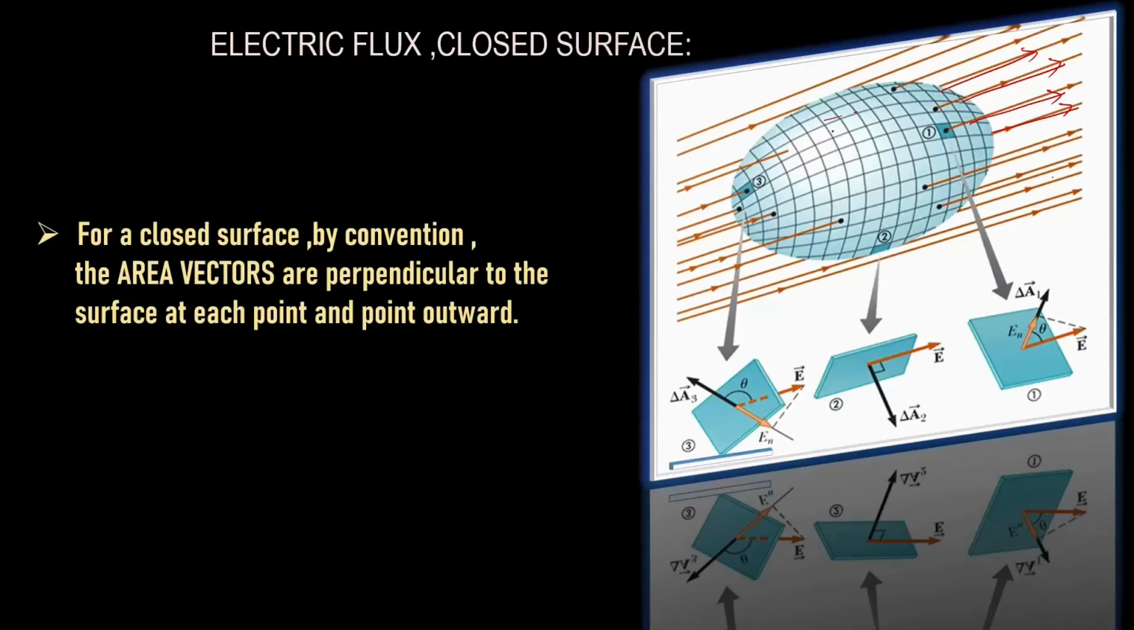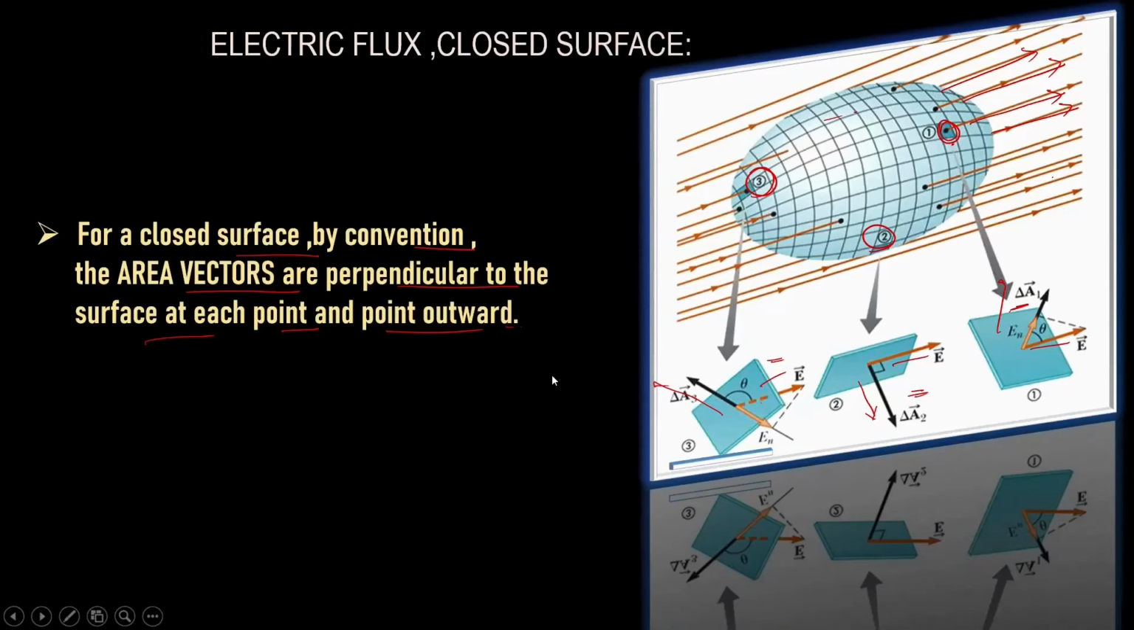but we have to take different area elements of this closed figure. So we have taken one area element, the first, which is represented by this figure. We have taken another area element, the second, represented by this figure, and we have taken a third area element, which is represented here. What we are noticing is that for a closed surface, by convention, the area vectors are perpendicular to the surface at each point and point outward. So for every surface area element, the area vector is pointing in a different direction, but the electric field will remain the same for all the planar surfaces. That is how we have to divide this entire closed surface into different area elements.